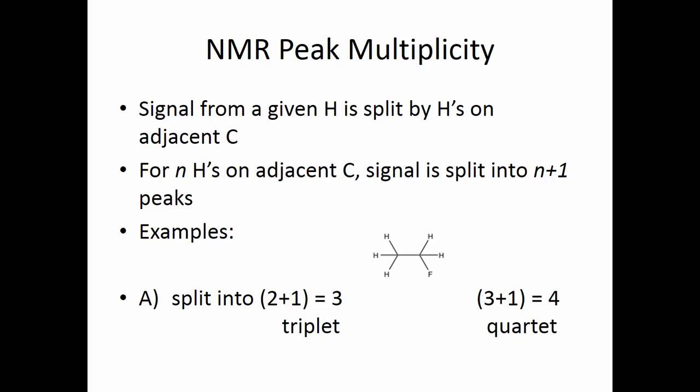And what does that mean? Signal from a given hydrogen is split by the hydrogens on the adjacent carbon. So for n number of hydrogens on an adjacent carbon, the signal is split to n plus 1 peaks. So let's look at this molecule here again. This one, there are 2 hydrogens on the neighboring carbon. 2 plus 1 is 3. This would be a triplet peak. On this carbon, 2 hydrogens here, 3 hydrogens on the neighboring carbon. 3 plus 1 is 4. That would be a quartet.